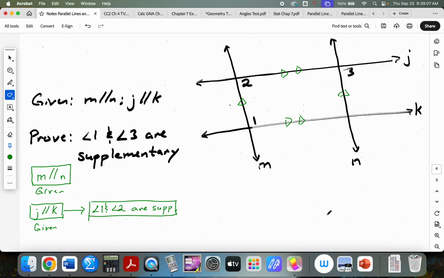And how do I know that angle 1 and angle 2 are supplementary? Yeah, so it's the same side interior angles theorem.